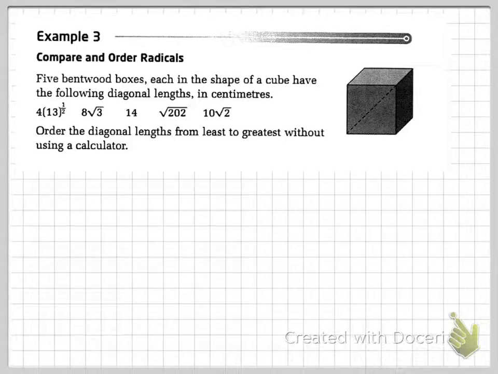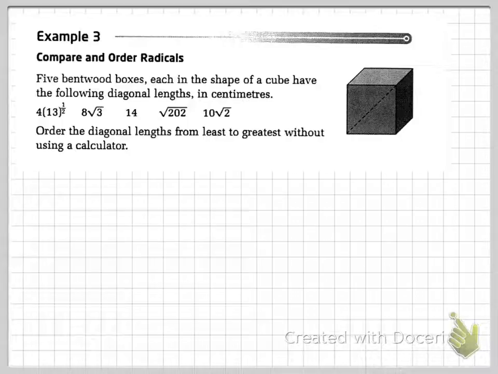Okay, on to example 3. This is about comparing and ordering radicals. In this example, 5 bent wood boxes, each in the shape of a cube, have the following diagonal lengths in centimeters: 4 times 13 to the power of a half, 8 root 3, 14, root 202, and 10 root 2. Order the diagonal lengths from least to greatest without using a calculator.